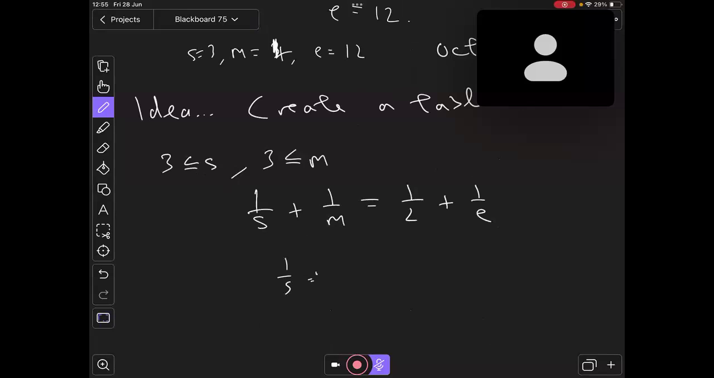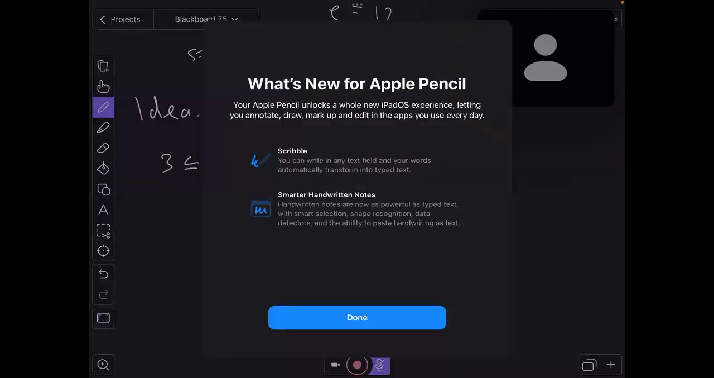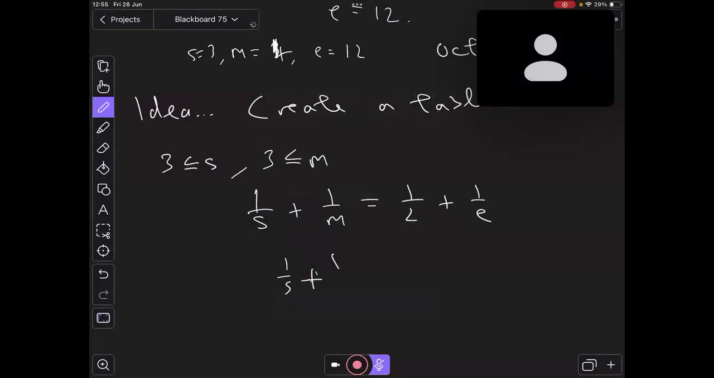So using all of those constraints, we have to put together all of the possibilities. 1 over S plus 1 over M has to be bigger than, not less, bigger than 1/2.